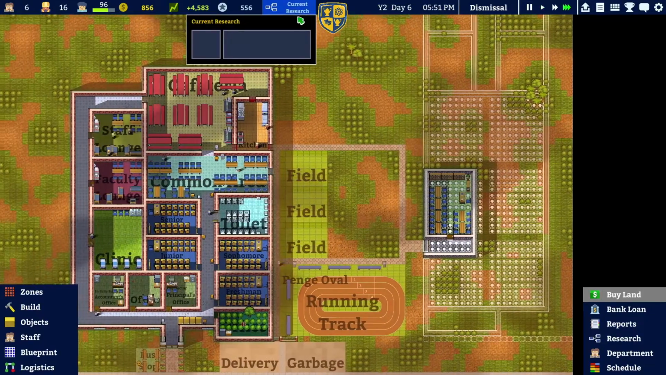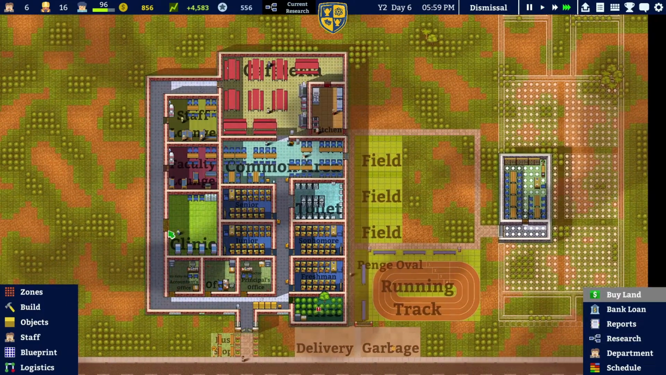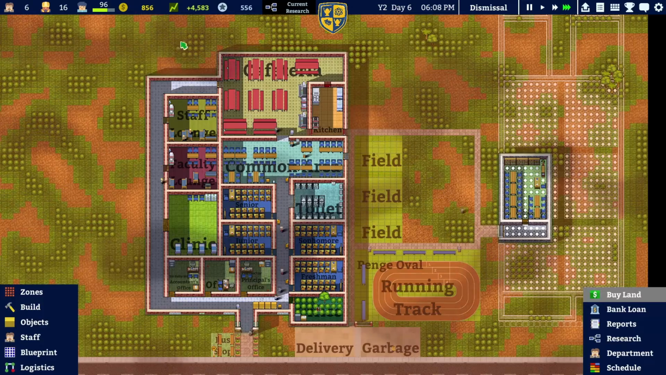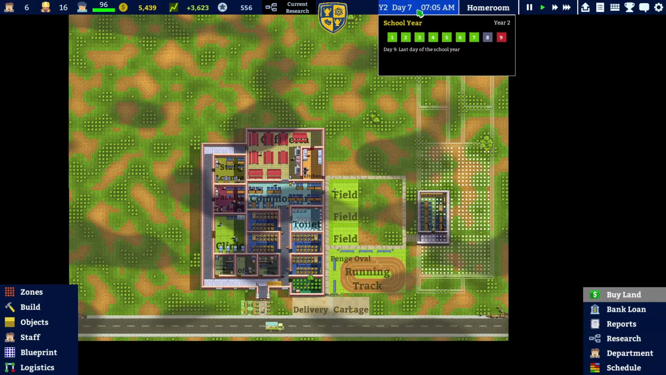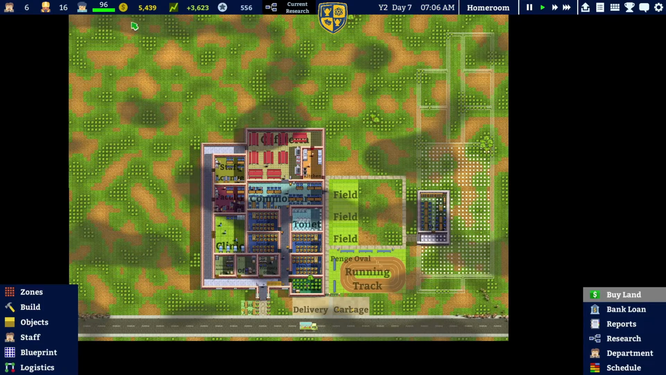Okay, right. The research is done, which has led on to lots of other research as it does. So let's wait for the next day to roll round so we can actually get this room sorted down here. Okay, so it's day 7. It's just gone 7 in the morning, which means we get paid.